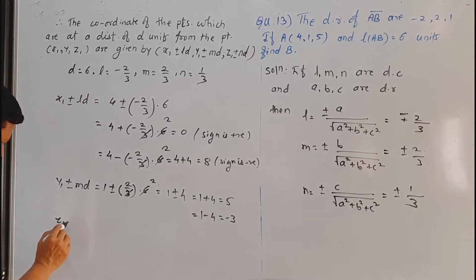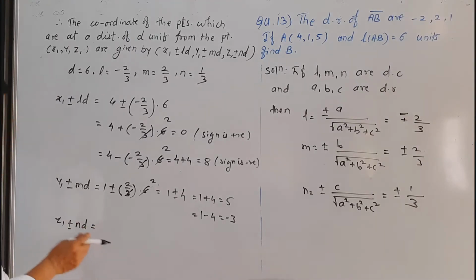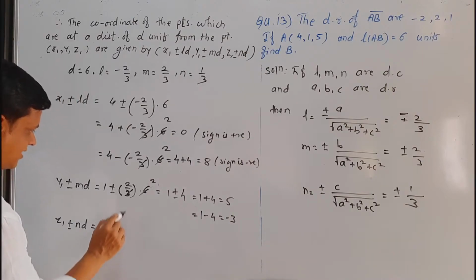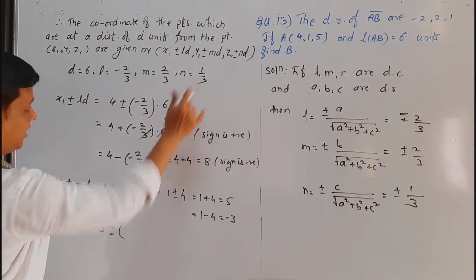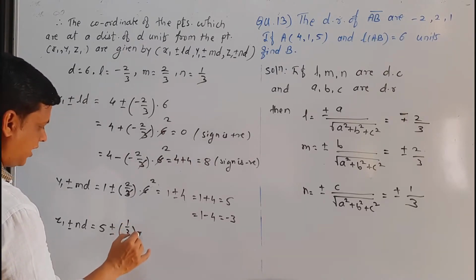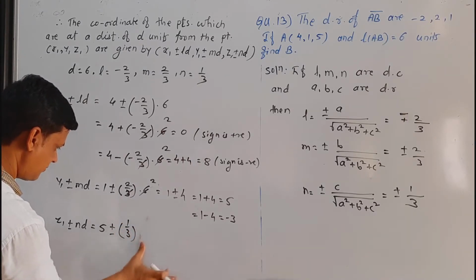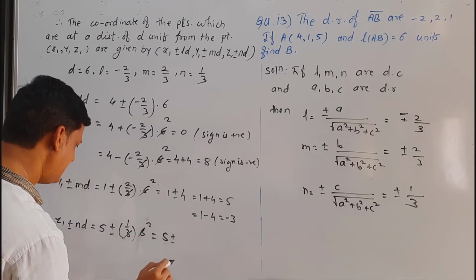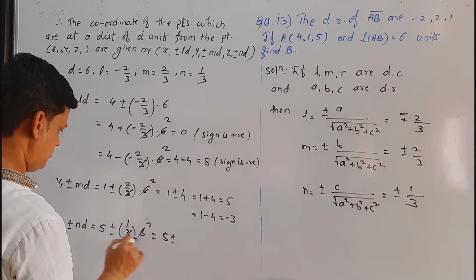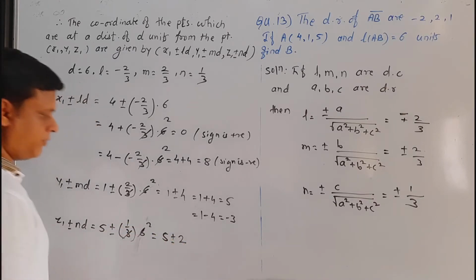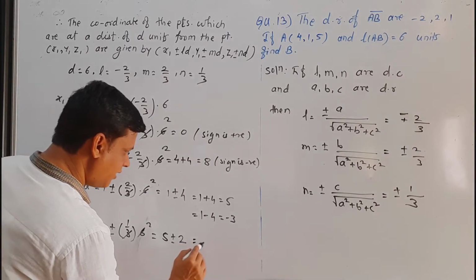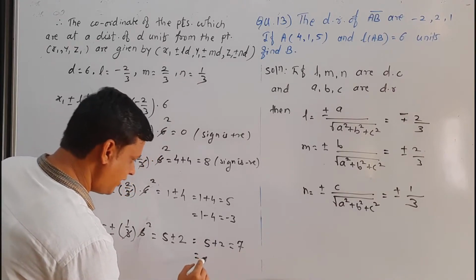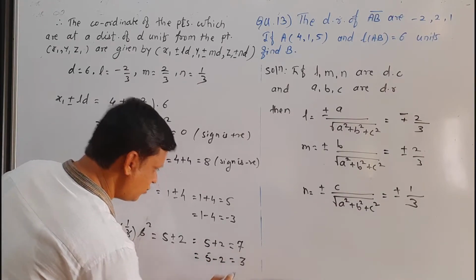Then we have to find z1 plus or minus nd, equal to, the value of z1 is 5 here. So we write 5 plus or minus n, which is 1 by 3, into d, which is 6. So substitute the value of d as 6. So we get here 5 plus or minus 1 into 2. We write 5 plus or minus 2. When we consider the plus sign, we get 5 plus 2, which is equal to 7. When we consider the minus sign, we get 5 minus 2, which is equal to 3.